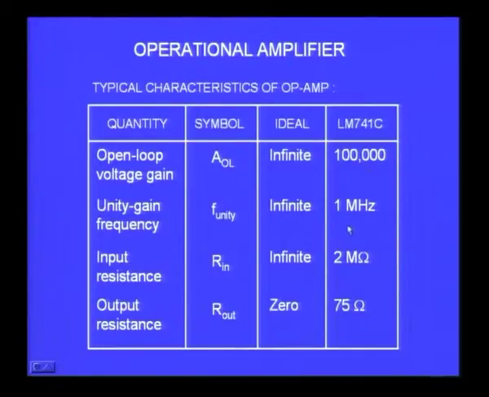100,000 is almost very large, 1 megahertz is about 1 million times, and 2 megohm is again 2 million, very large, and 75 ohms is very small in terms of magnitude. Therefore you find operational amplifiers are much closer to an ideal situation than your transistors, which are non-ideal devices, and that is the reason why you have to model them in different ways. You can do it with H parameters, R parameters, Y parameters and things like that, and even then you have to incorporate a number of approximations to analyze, because otherwise the circuit analysis becomes very complicated, whereas here it is very simple because it is very close to the ideal situation.